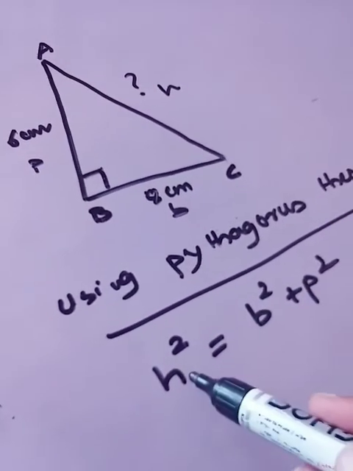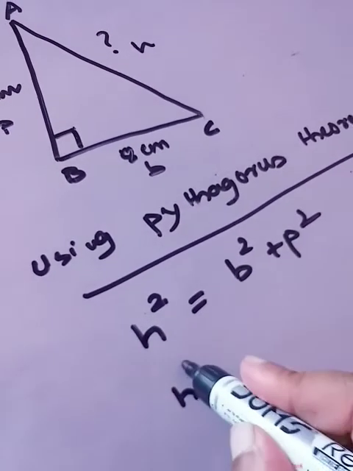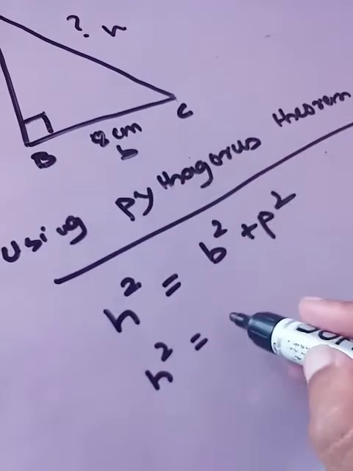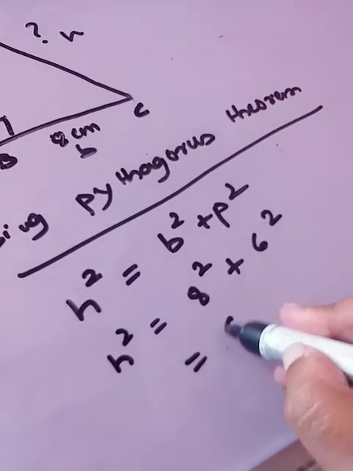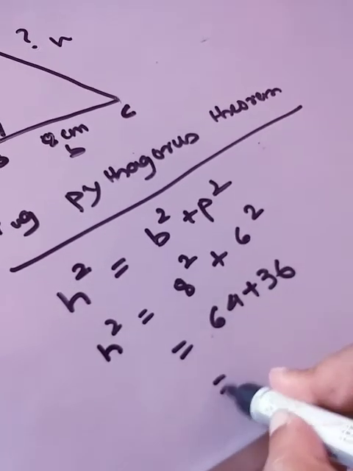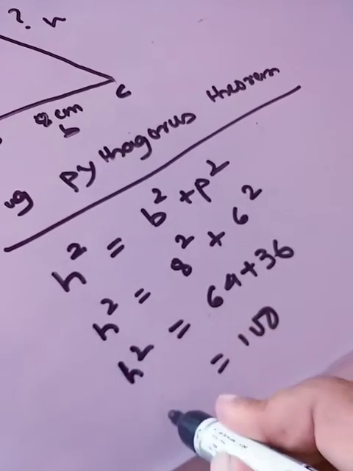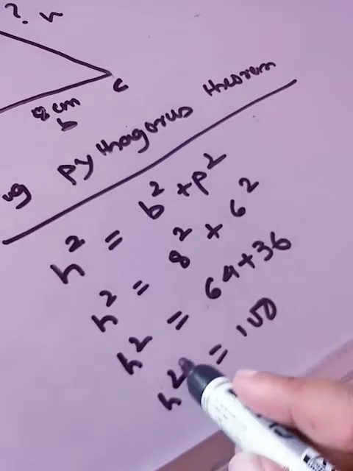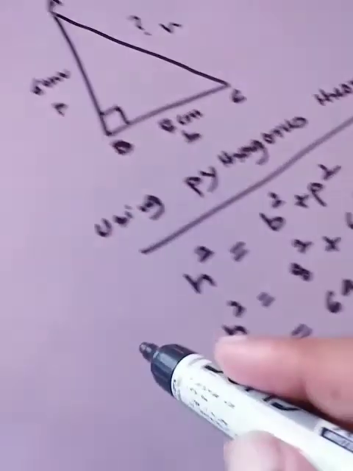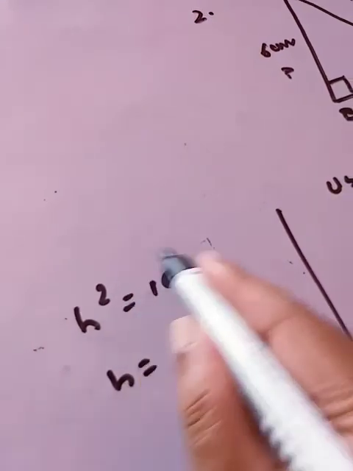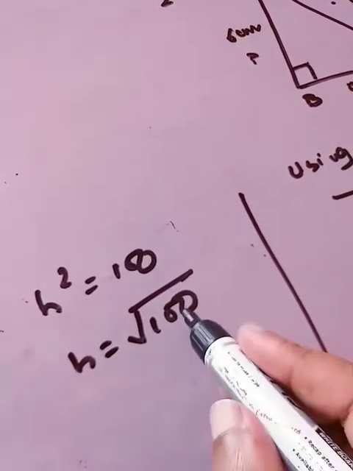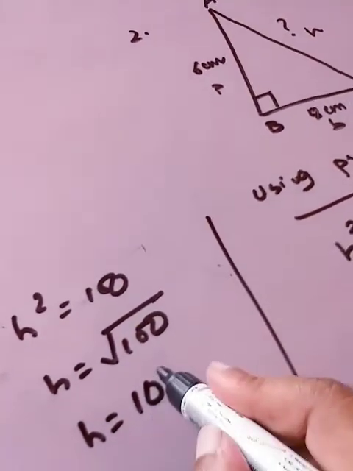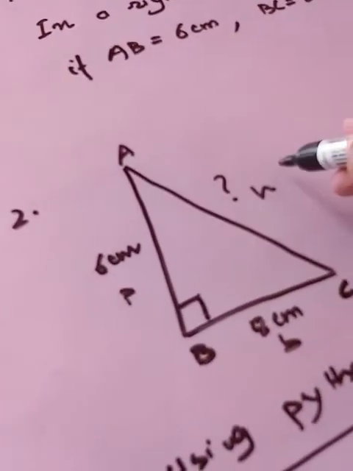What do we have to find out? We have to find H. H square is equal to B square, where B is given as 8, so 8 square, plus P square, where P is 6, so 6 square. So it is 64 plus 36, which is 100. Now we have to get the value of H, not H square, so we transpose this square to the other side. H square is equal to 100, so H is equal to the square root of 100. We all know it is 10 centimeter. So the hypotenuse is 10 centimeter.